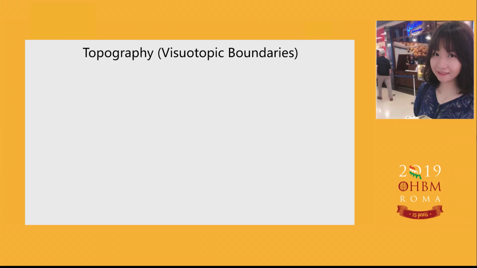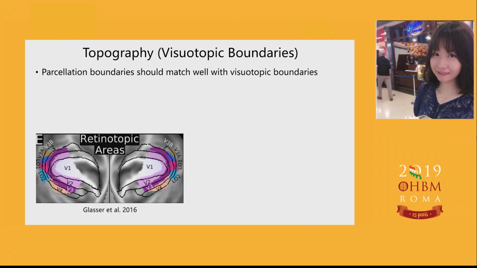To evaluate topography, we can look at the areas that have internal topography, for example, the visual areas from the retinotopic mapping. This figure shows the Glasser parcellation overlaid with the retinotopic areas. We can see that the alignment is very good. Therefore, we can align the parcellation boundaries on top of the retinotopic boundaries to assess the parcellation quality.